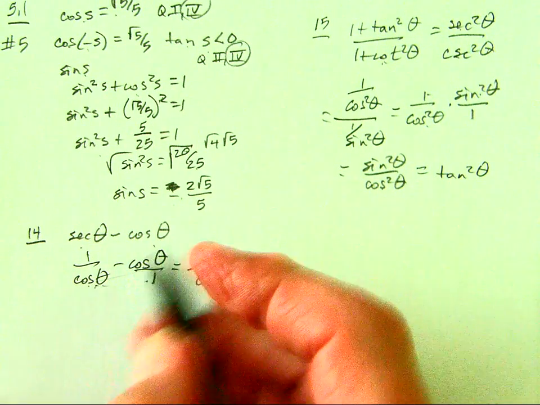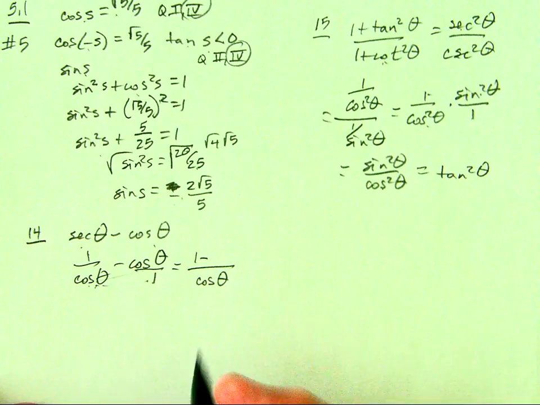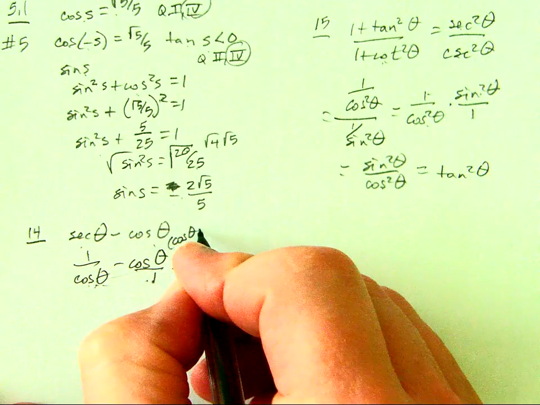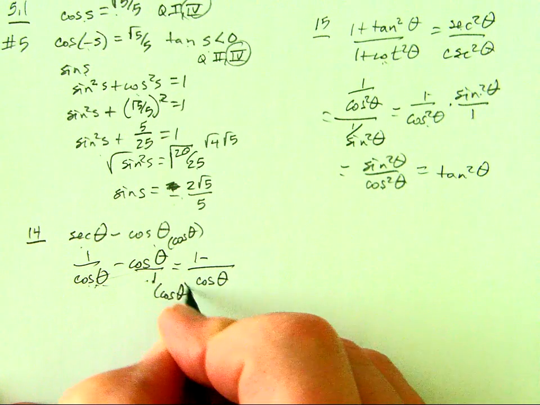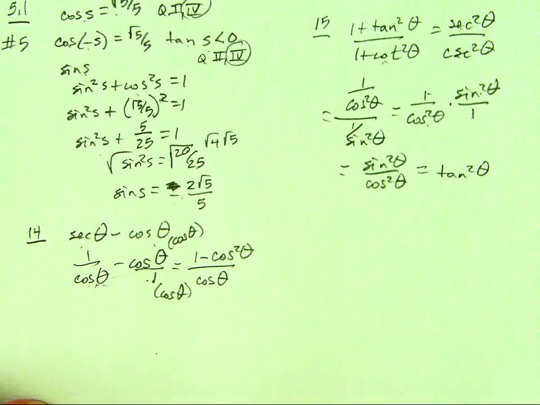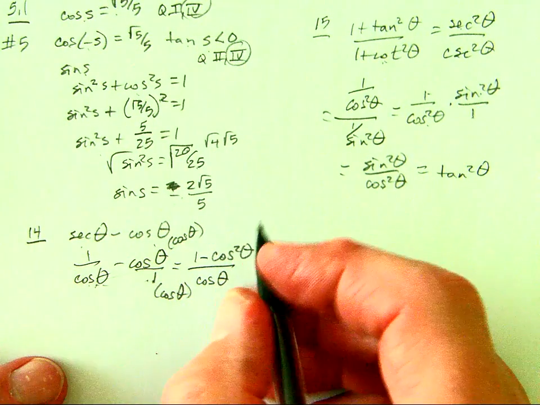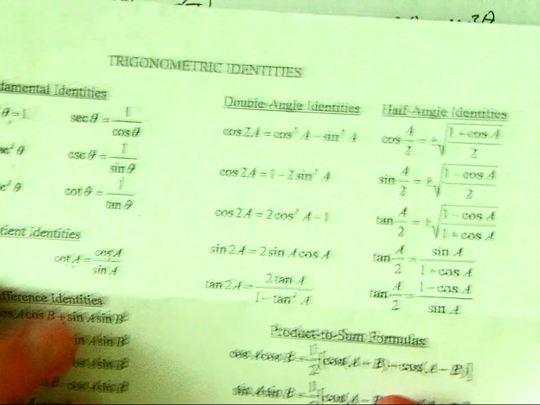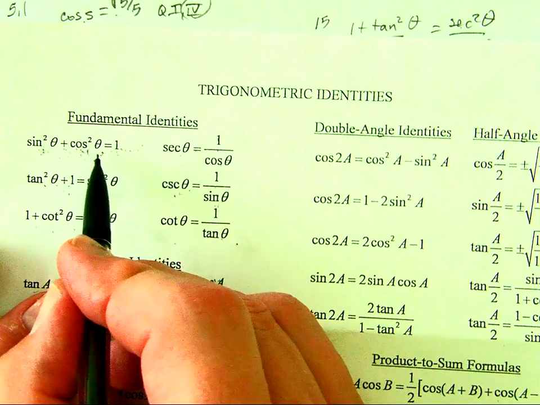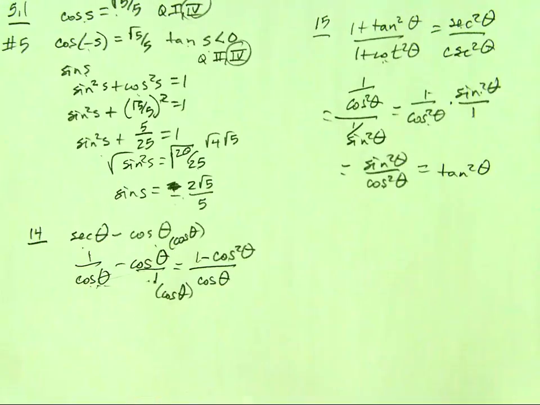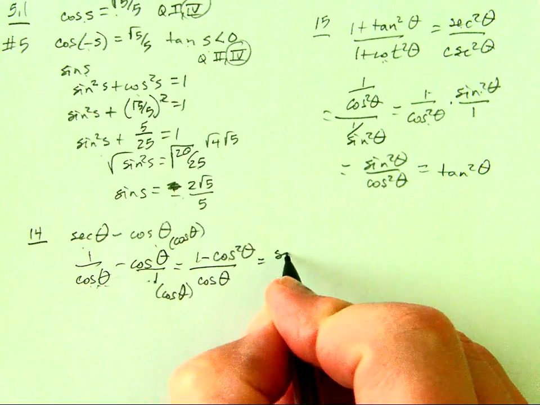This already has a denominator of cosine theta, so we leave that alone. This one has a denominator of 1. We want it to be cosine theta, so we're going to multiply top and bottom by cosine theta. Cosine times cosine is cosine squared theta. So now we have that. Let's see, 1 minus cosine squared, from our identity sheet, we kind of move this one around. If we move the cosine squared to the other side, that'd be 1 minus cosine squared equals sine squared.